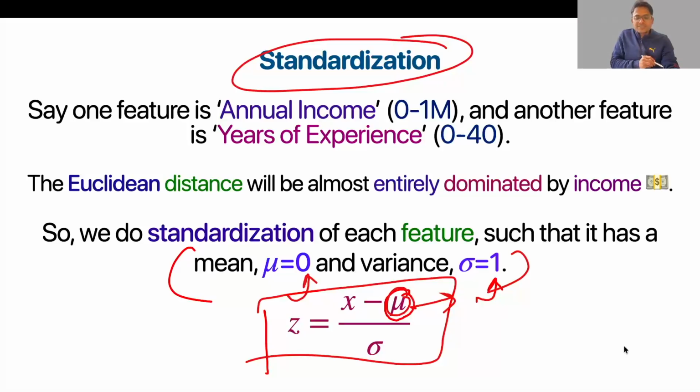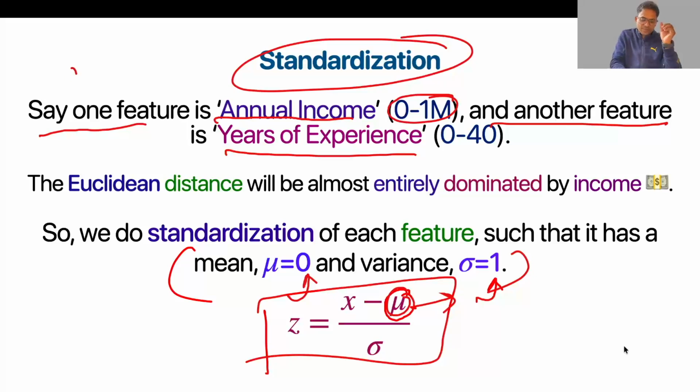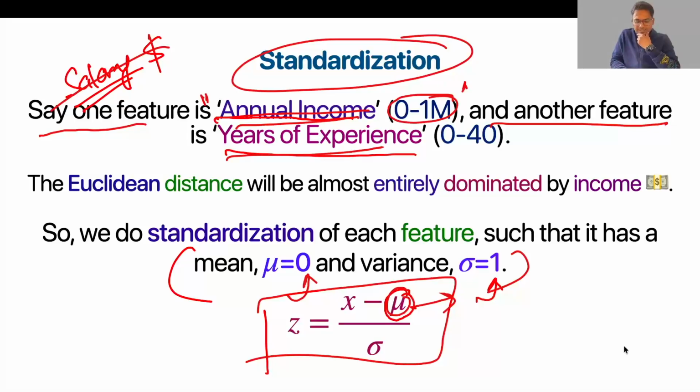We do it because, so what's the use case? Say one feature is your annual income, in the range 0 to 1 million, and another feature is years of experience, say if I'm predicting the salary in the IT industry. Actually, this is not the right example, let's forget this. Say for example, the salary is given already. So you have a salary and years of experience, and you are predicting something else. These are the two input features.